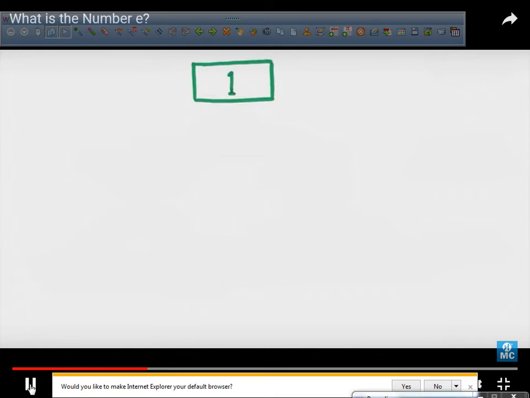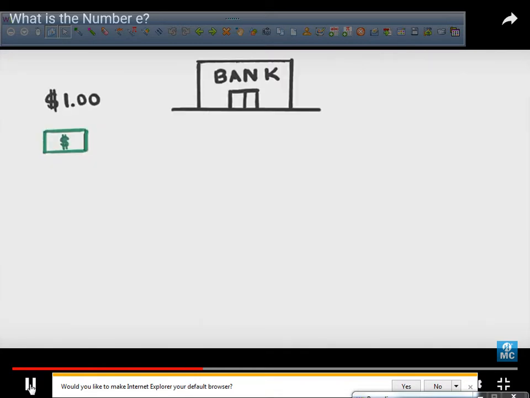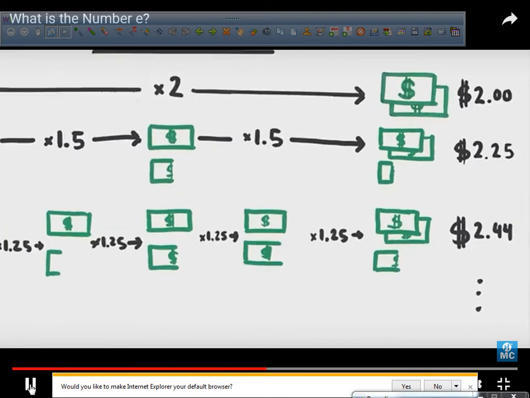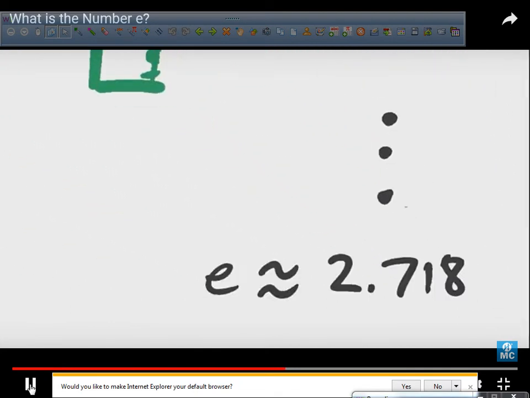Now, compound interest says that you get a little bit of money in interest every period, and that money you gained helps you gain even more interest next period. In other words, your interest compounds. So, if you stick $1 into a bank account with 100% interest rate compounded annually, you'll get $2 at the end of the year. If it's compounded semi-annually, you'll end up with $2.25. Quarterly, and you'll end up with $2.44. Monthly, $2.61. Weekly, $2.69. See where we're going?